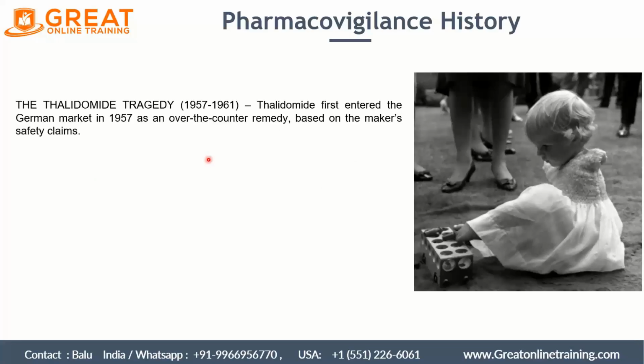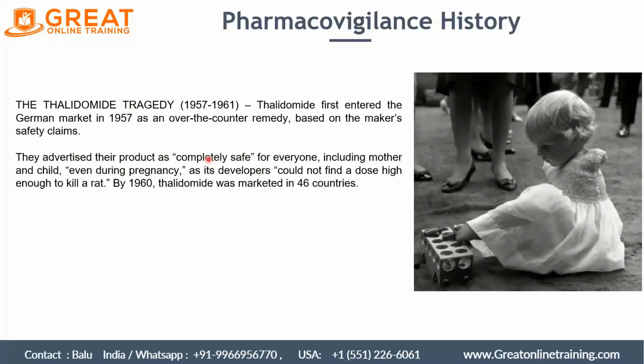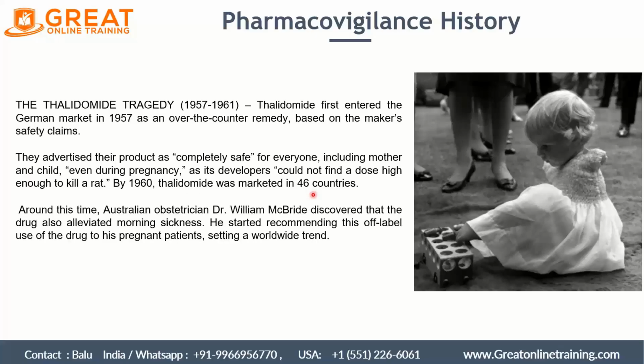Now we will see what this thalidomide tragedy is. It first entered the German market in 1957 as an over-the-counter remedy based on the maker's safety claims. They advertised this product as completely safe for everyone, including mother and child, even during pregnancy, as the developers could not find a dose high enough to kill a rat. And by 1960, this was marketed in almost 46 countries.